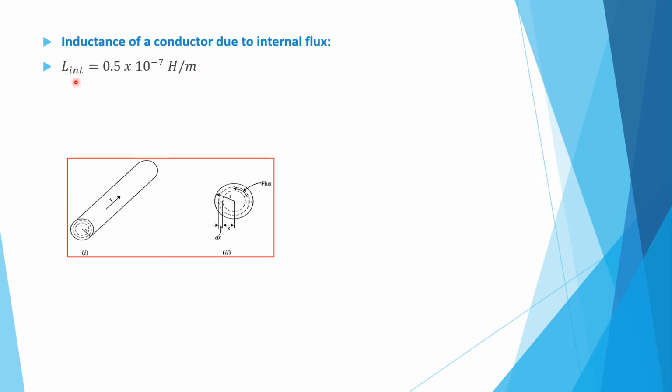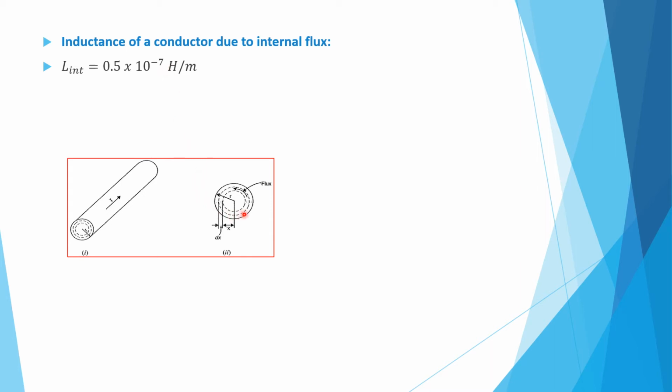So the inductance INT means inductance due to internal flux. It is equal to 0.5 into 10 to the power minus 7 Henry per meter. Henry per meter, that means inductance which is found is per unit meter. If the length of the transmission line is 100 meter, then this is to be multiplied by 100 and then it is in Henry. Then the total inductance will be in Henrys. It is a constant term. See here, there is no other parameter present here, so it is a constant term. So the inductance of a conductor due to its internal flux is a constant term.